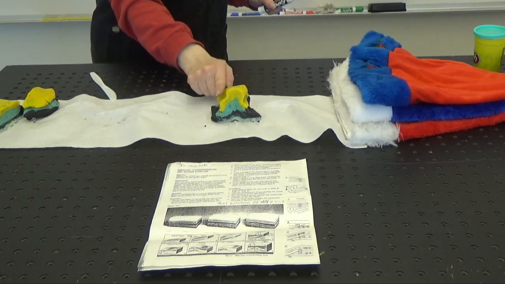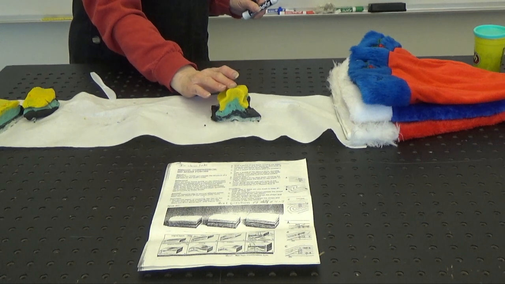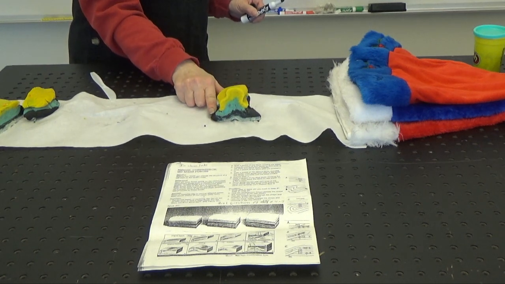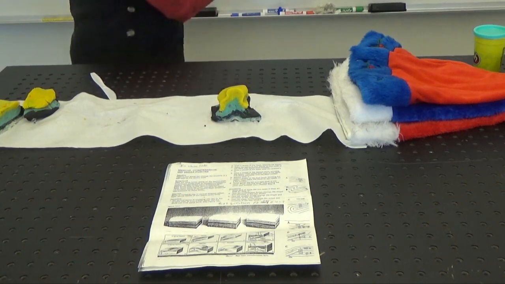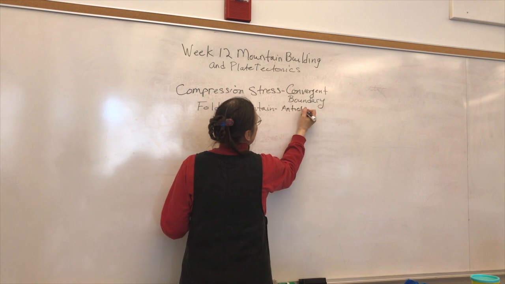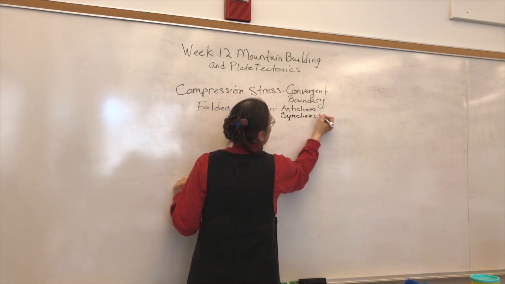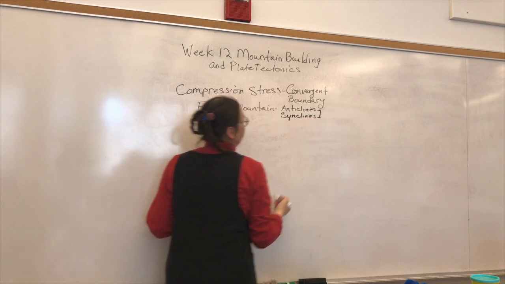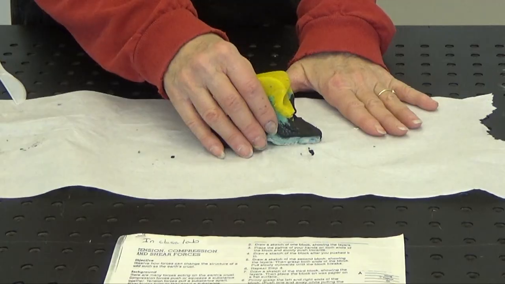The upfolds are called anticlines, and the valleys or downfolds are called synclines. Examples of folded mountains would be the Himalayas and the Appalachians.